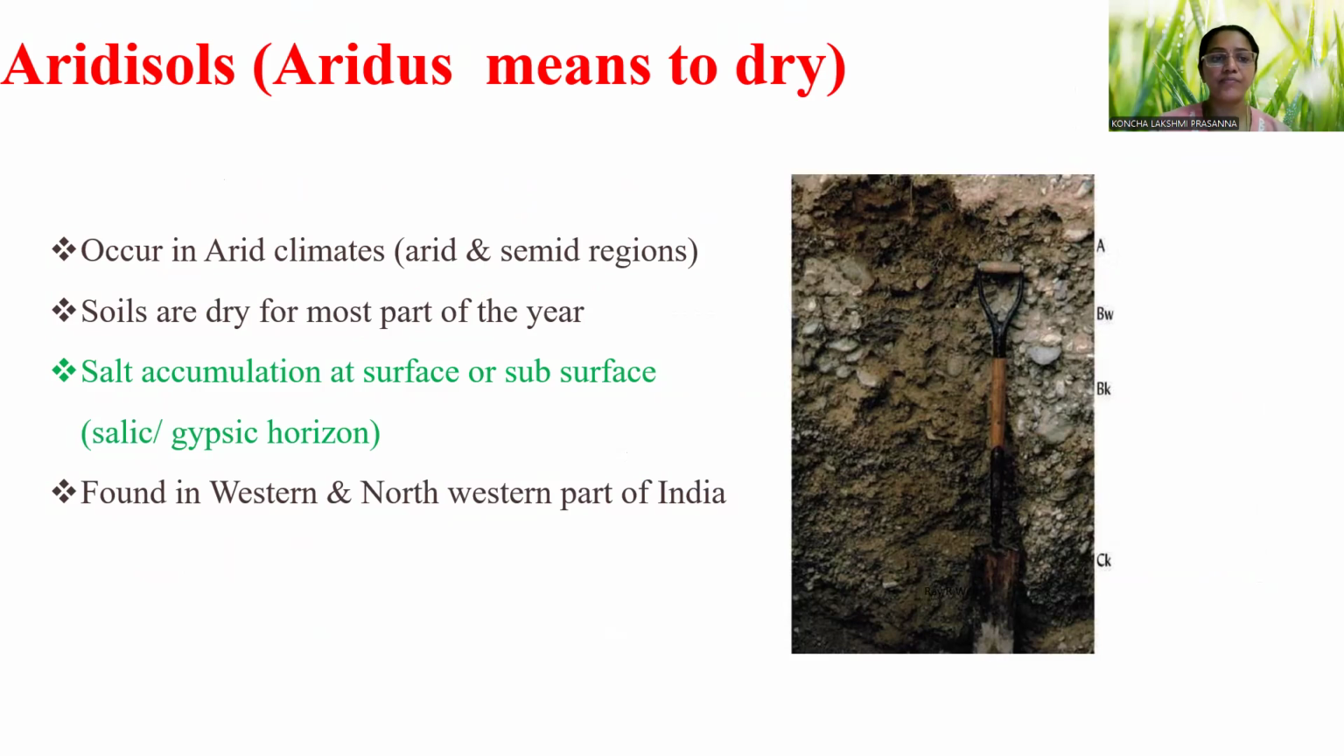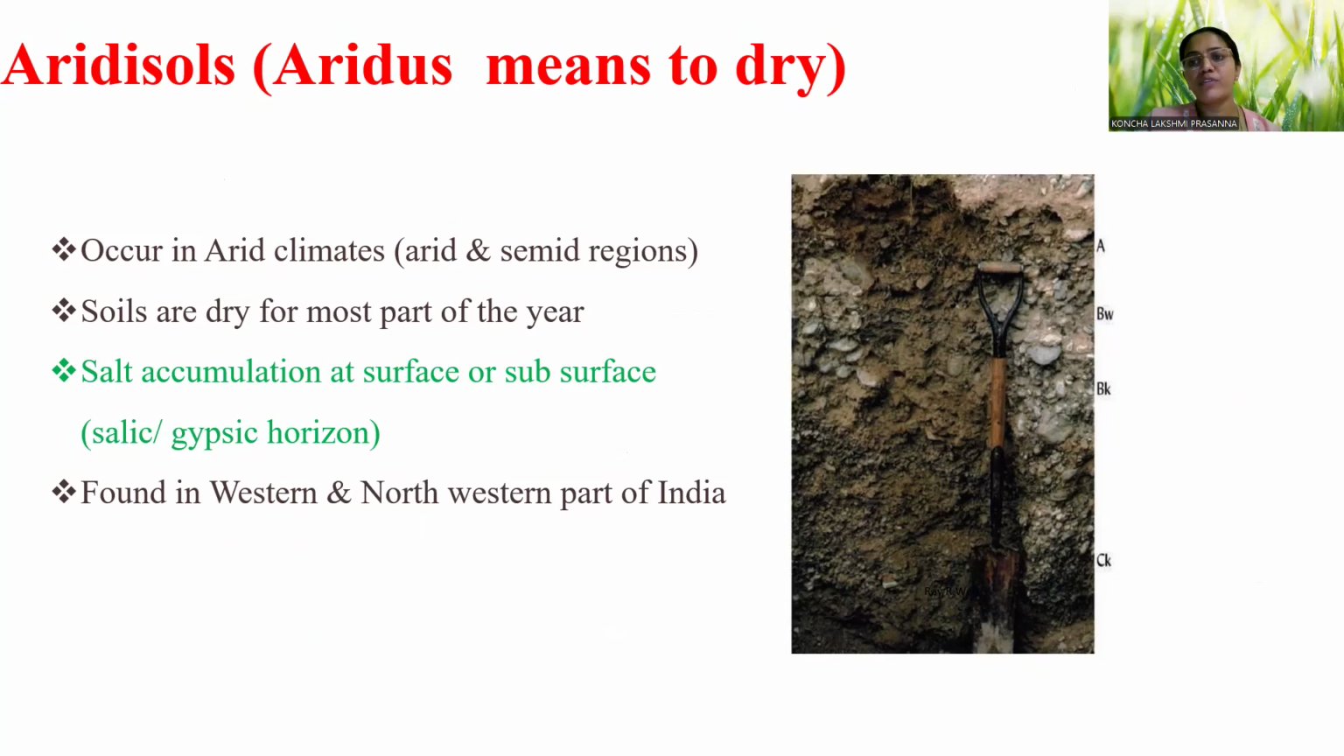Aridisols: aridus means dry. This soil order generally occurs in the arid climate, that is the arid and semi-arid regions. Here you can see the picture depicting the aridisols. These soils are dry for most of the year, as water is very scanty. As the water is scanty and evaporation and transpiration are higher, there is more salt accumulation on the surface and subsurface, forming the salic and the gypsic horizon.